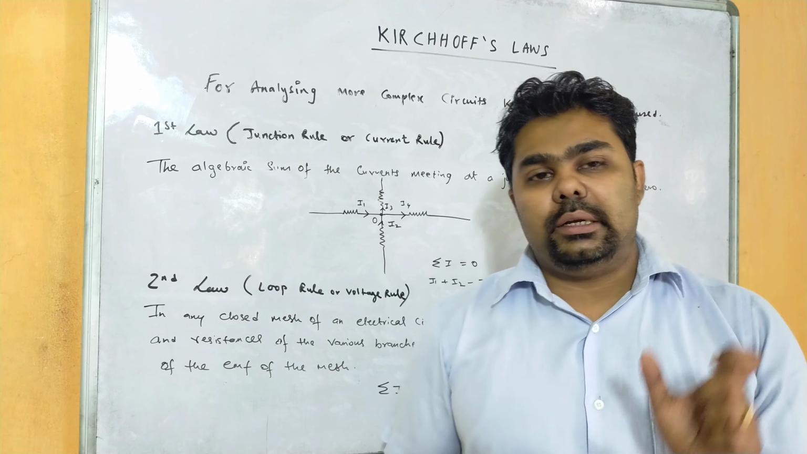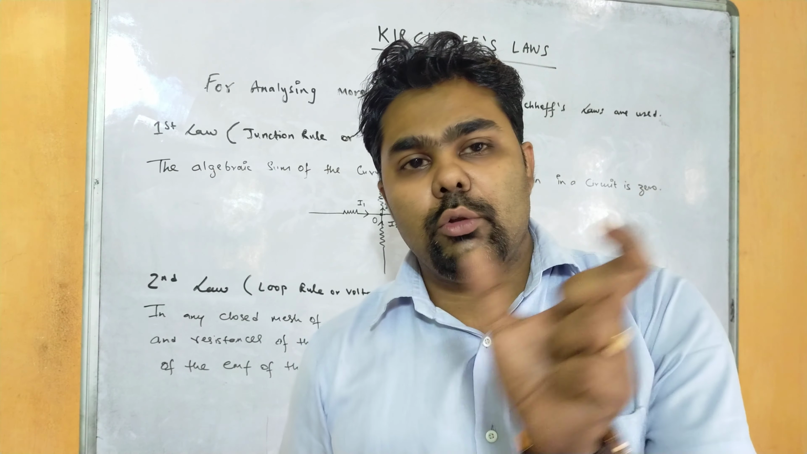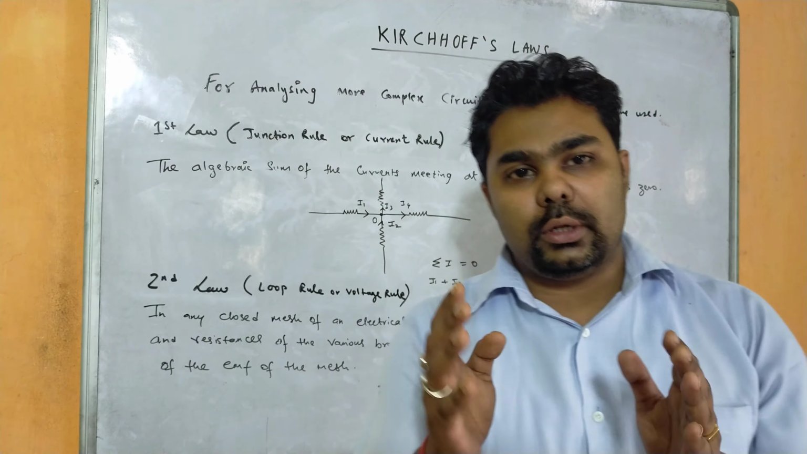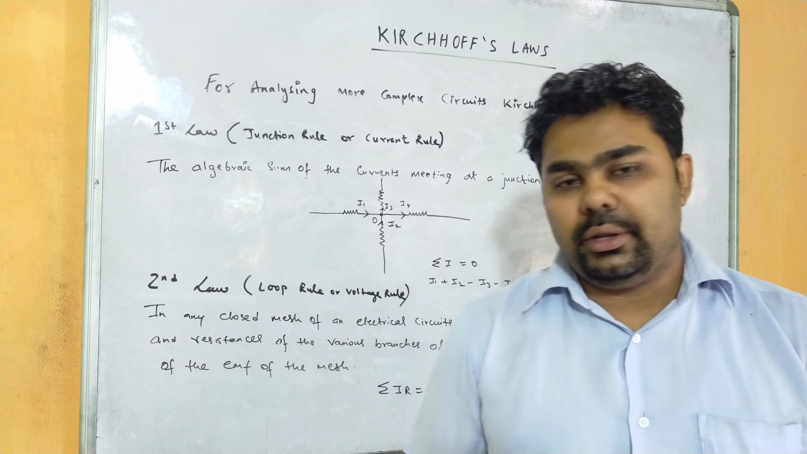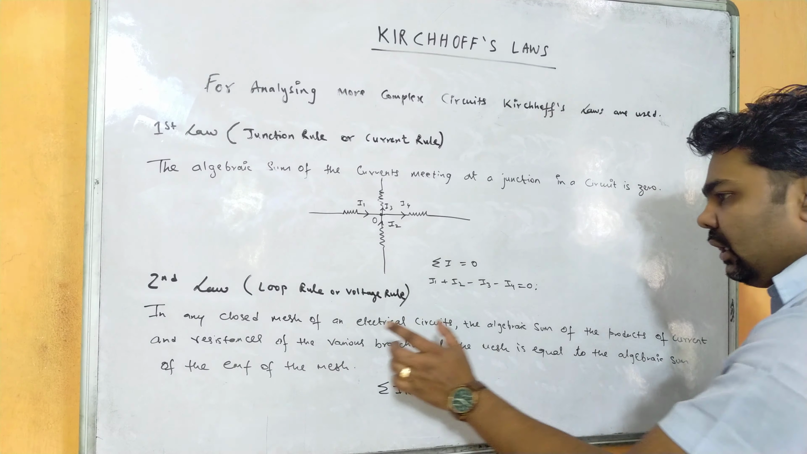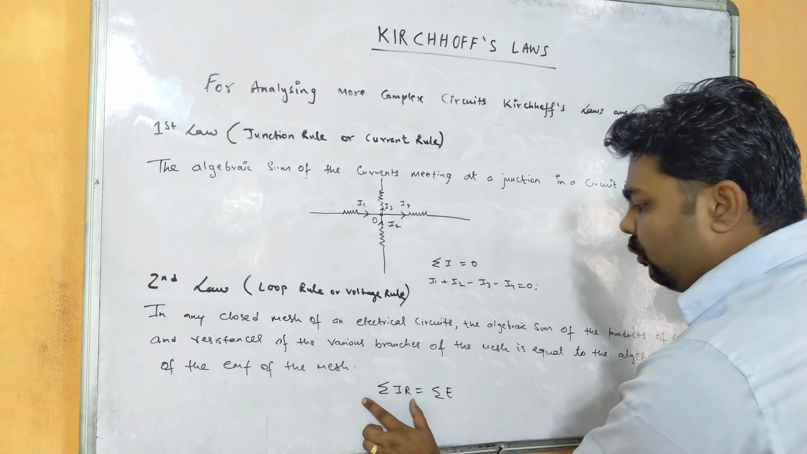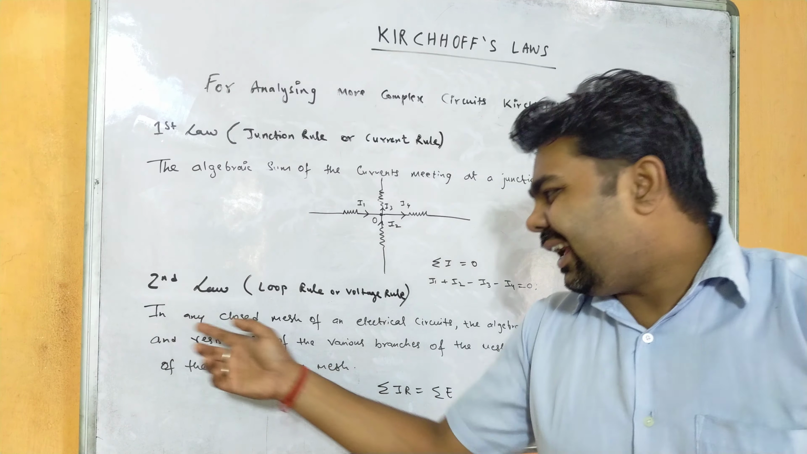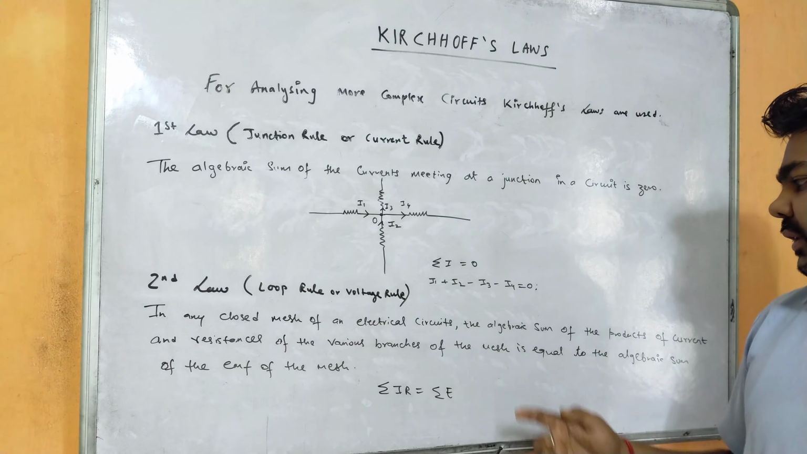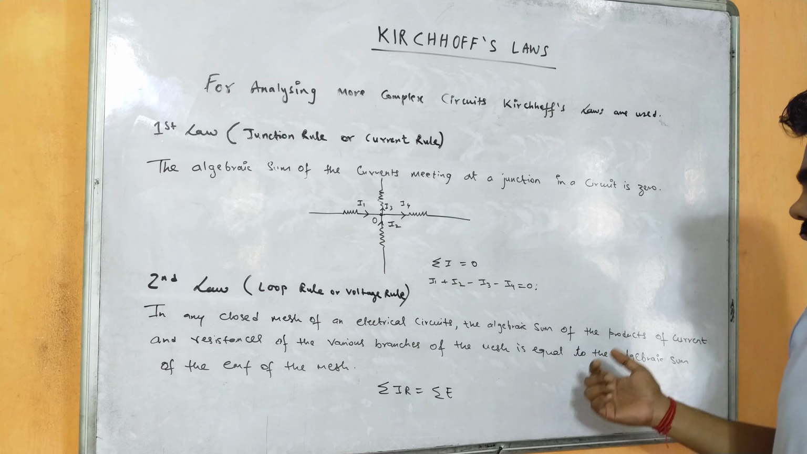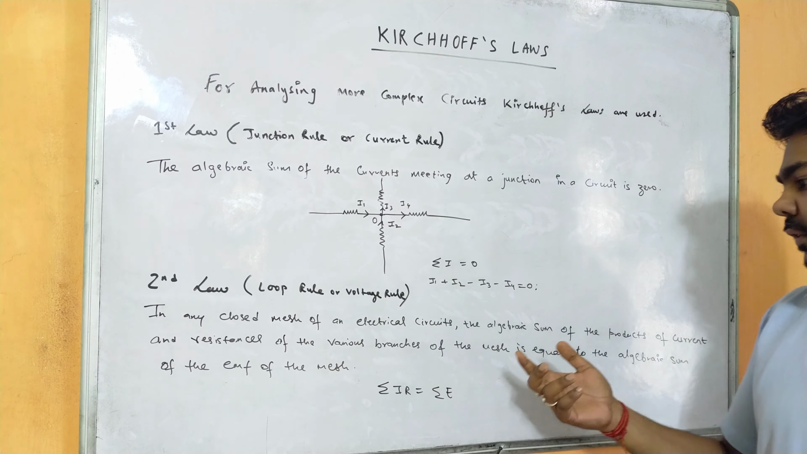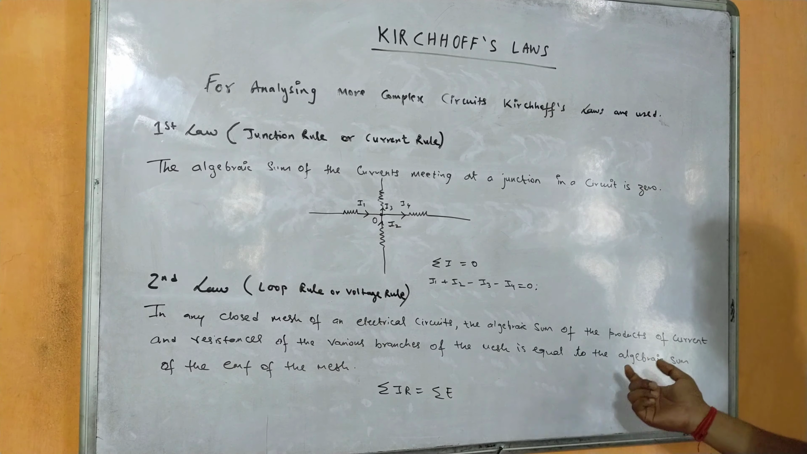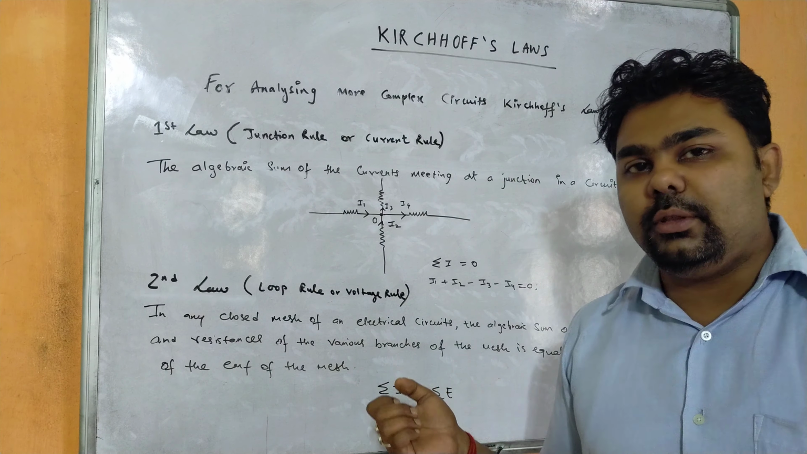So in order to run that resistor, the total potential drop across the resistors must be equal to the total EMF of the battery, right? So that is, the total EMF must be equal to total voltage. So what does the second law say? In any closed mesh of an electrical circuit, the algebraic sum of the product of current and resistances of various branches of the mesh is equal to the algebraic sum of the EMF of the mesh.